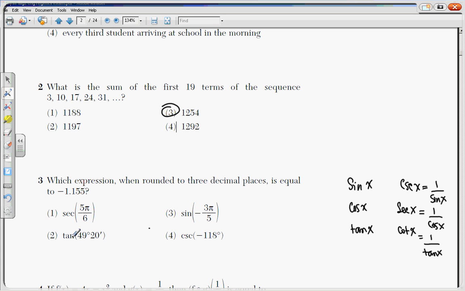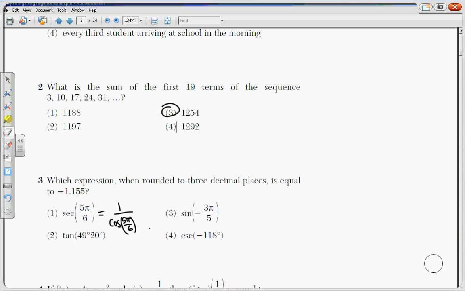All right, so in this case, we have secant 5 pi over 6. So what do we enter in the calculator? For secant 5 pi over 6, we're just going to enter 1 over cosine 5 pi over 6. Why do I do that? Because secant is 1 over cosine. You see that right there? So secant is basically 1 over cosine, and that's what I'm going to be entering into my calculator.